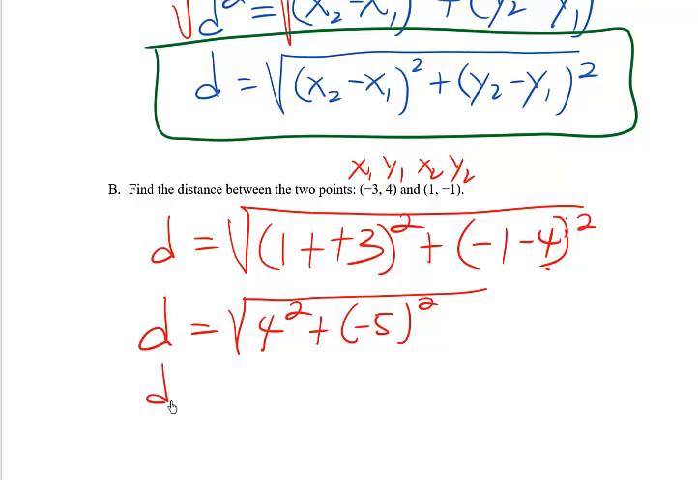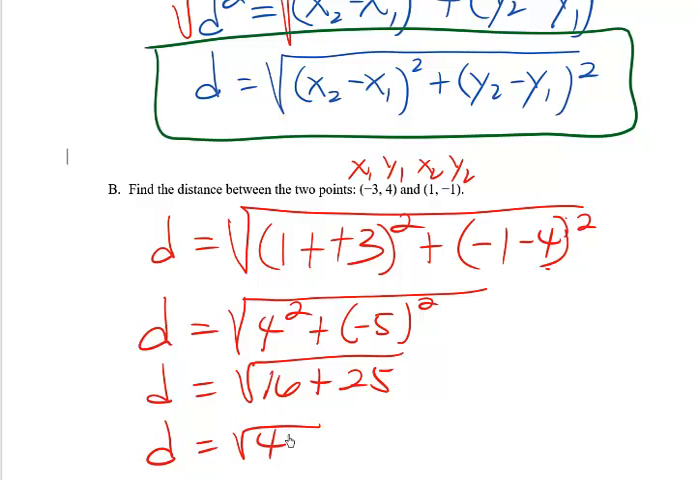Make sure you're following order of operations. The next step would be the exponents. 16 plus 25. And then 16 plus 25 is equal to 41. And so I end up with my distance between these 2 points being the square root of 41. If all I'm interested in is the exact answer, I think I'm done. 41 is a prime number. You certainly can't break it up into a good radical or a bad radical.